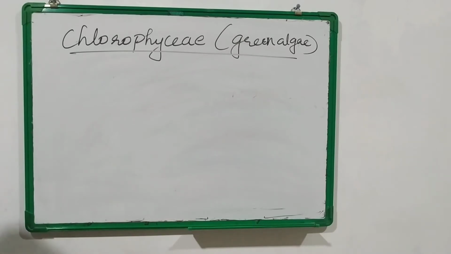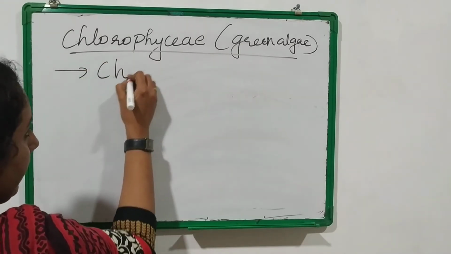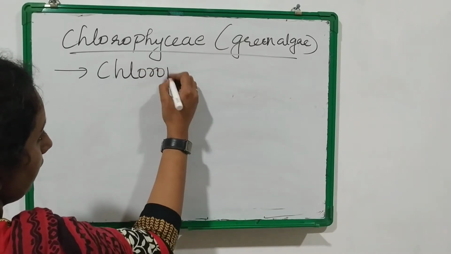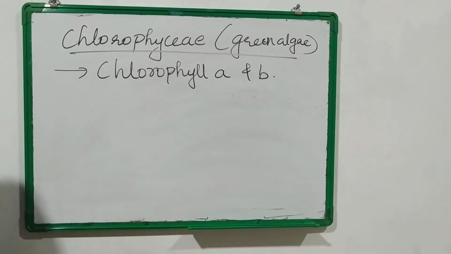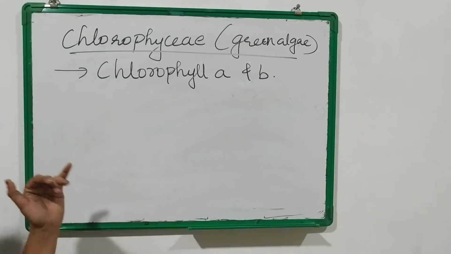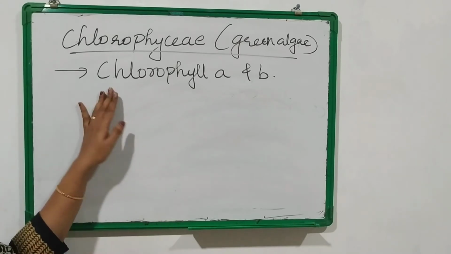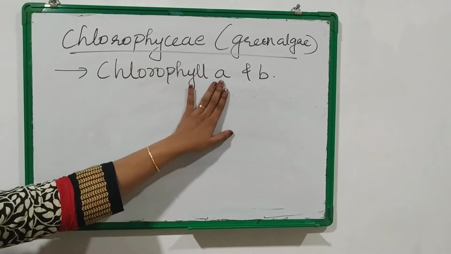They are green like plants. They are green in color due to the presence of mainly two pigments, chlorophyll A and chlorophyll B. So Chlorophyceae includes green colored algae, and they are green due to these two types of pigments.